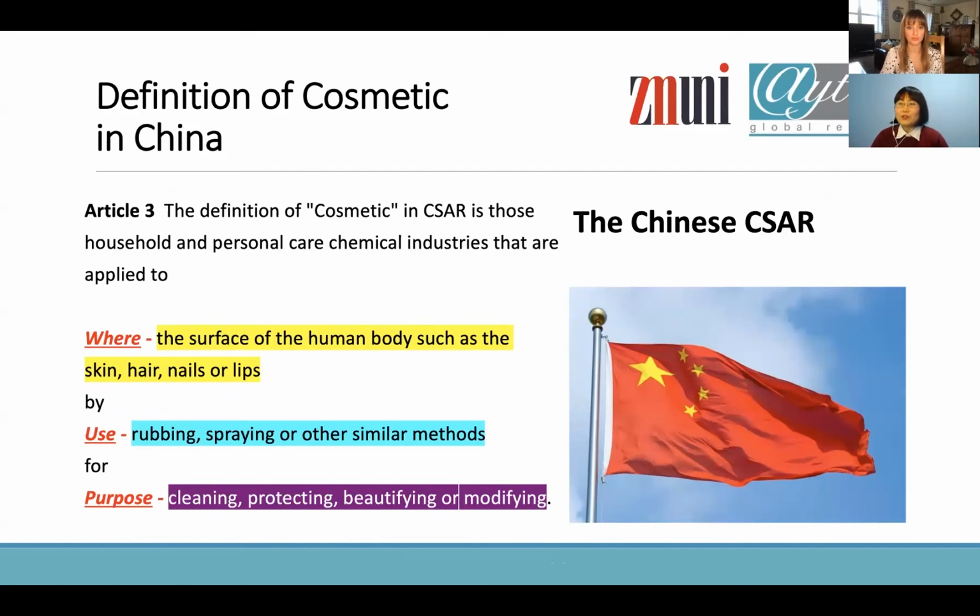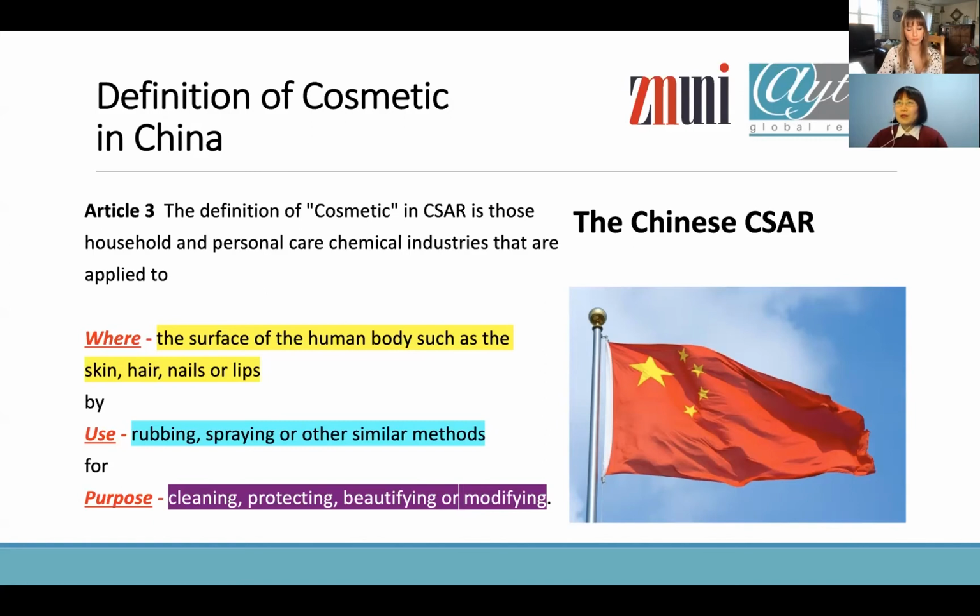Next is the use. Use is how the product is placed in contact with that part of the body. In China, it is basically by rubbing and spraying, those two styles, or they also mention something similar to these two methods. The last one is the purpose. The purpose is what the product is intended to do with that part of the body. And in Chinese cosmetic regulation, it is for cleaning, protecting, beautifying, or modifying, those four.